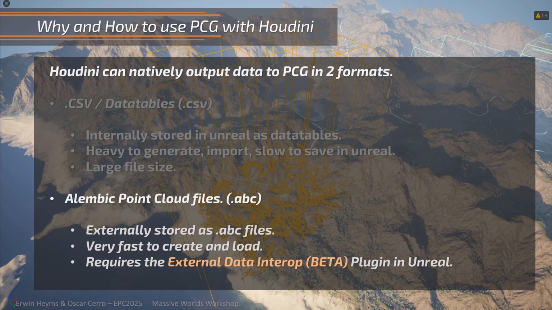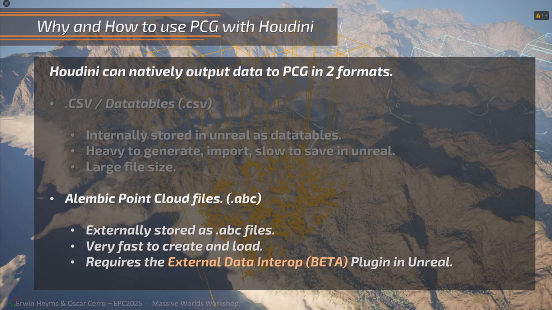On the other hand, Alembic point cloud files are actually really fast. They can be fast to create using Houdini, and they are very fast to load by PCG. I mean, technically, if you make the file really big and include millions of points, it will still take a moment for PCG to load it. But since we're cutting it up in individual little grids, you're never going to get to millions of points per grid. Next to that, it does, however, mean that we need to store our data externally as ABC files.